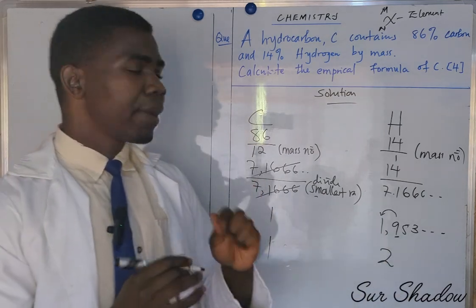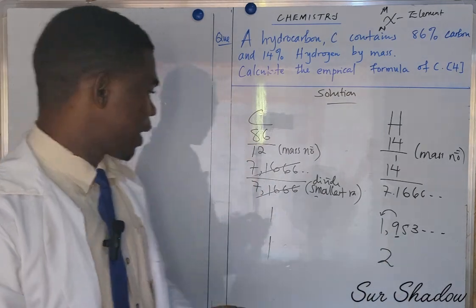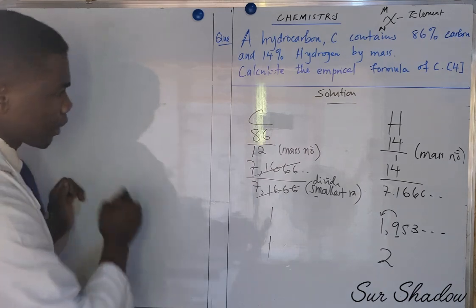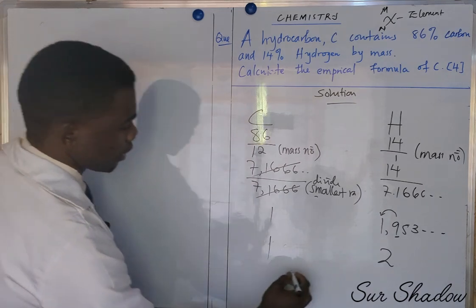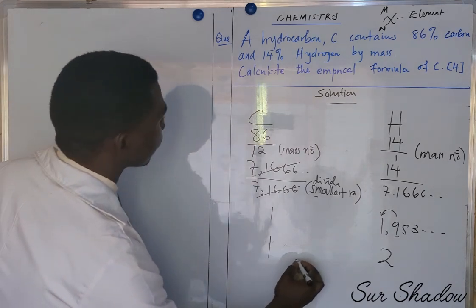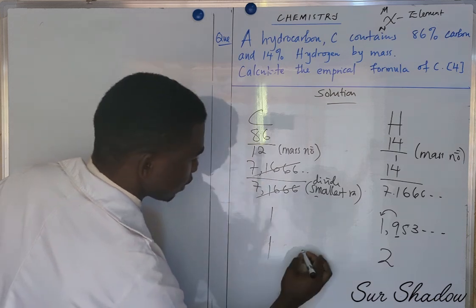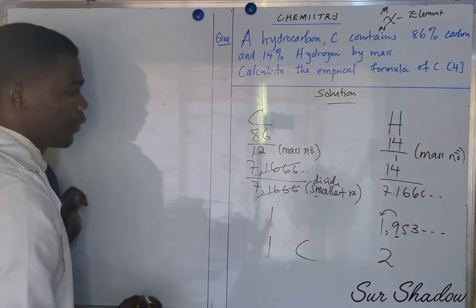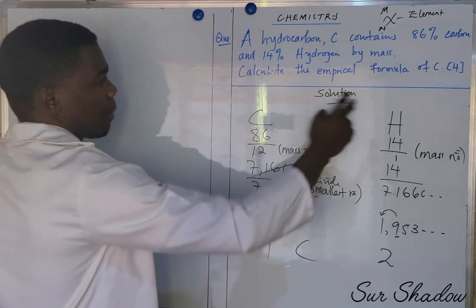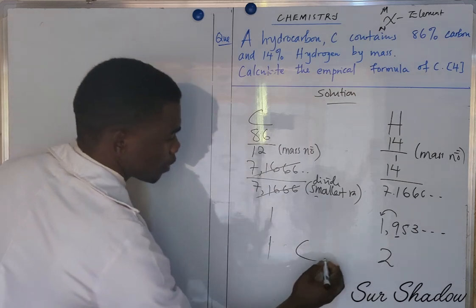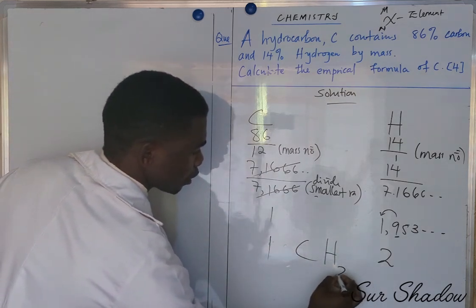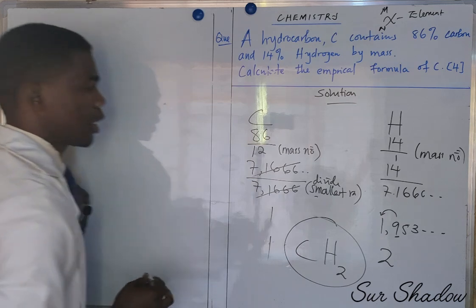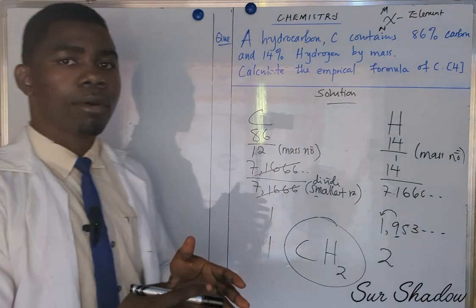But remember, we are going to come up with the empirical formula. How many carbons do we have? The number of carbons we have is 1. So it becomes C, right? How many hydrogen do we have? It is 2. So it's CH2. This is our empirical formula.